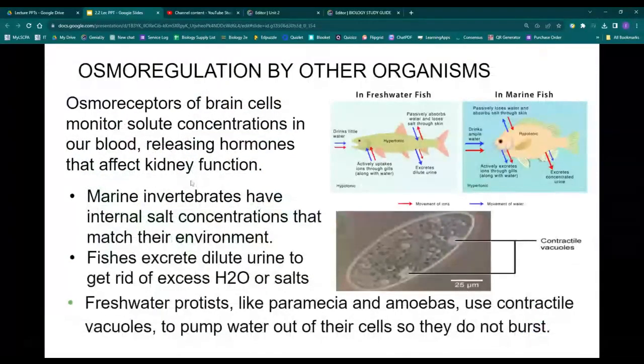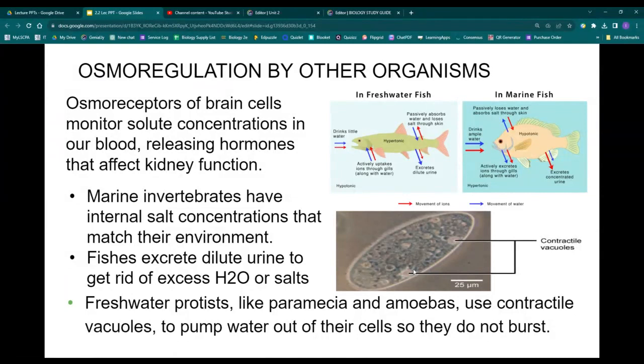Osmoregulation happens in several different ways depending on what type of organism you're talking about. Terrestrial organisms are going to conserve and hold their water inside of their bodies. But aquatic animals, like fish, and marine animals are going to have different methods of regulation. So, for instance, this freshwater fish is going to urinate very dilute urine, whereas the marine fish is going to urinate very concentrated urine that has lots of salt in it.